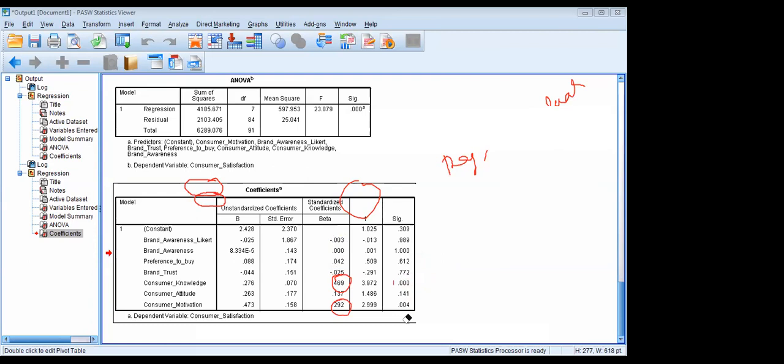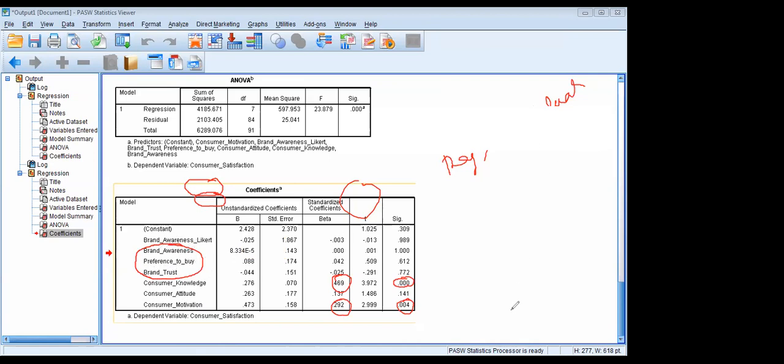So now in this research, what happened? Knowledge is good, based on the response, and motivation is good. She has covered other things also. Actually, I should take only Likert ones; I have wrongly taken this also. Brand awareness, preference to buy, brand trust, consumer knowledge are all Likert scale. She has covered extra things: awareness of brand, brand trust, preference to buy.